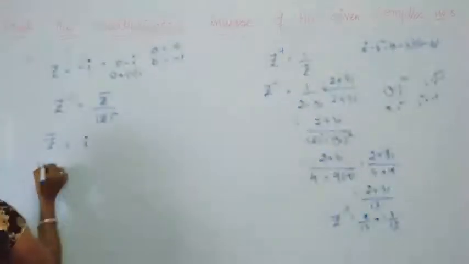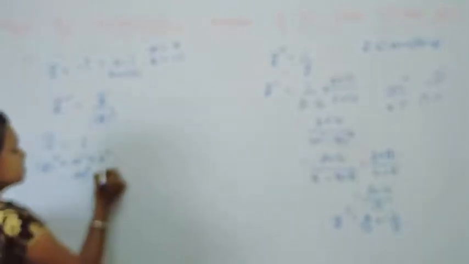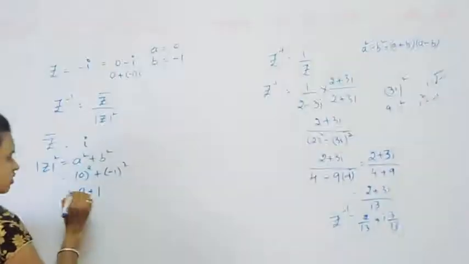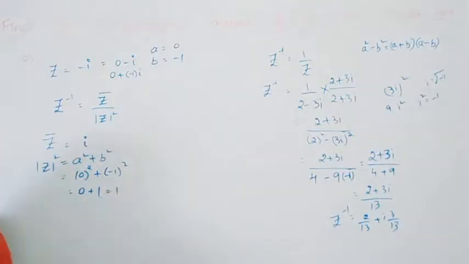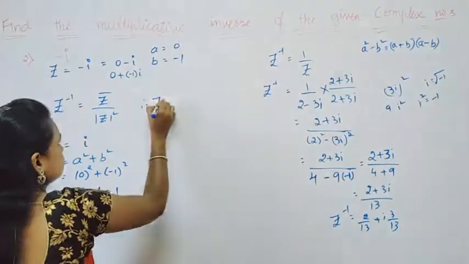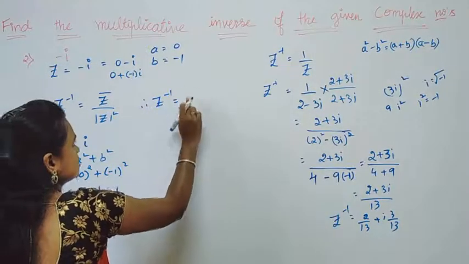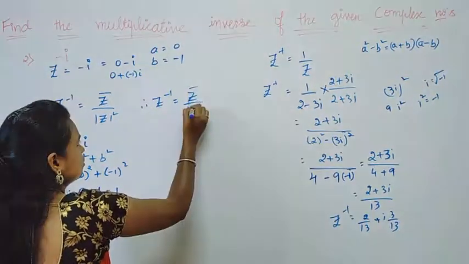Then mod Z square means what? a square plus b square. Right? So what is the value of a? a means 0 the whole square plus b means minus 1 the whole square. That is equal to 0 whole square means 0 plus minus 1 the whole square means plus 1. 0 plus 1 is nothing but 1. So therefore multiplicative inverse is Z bar by mod Z square.